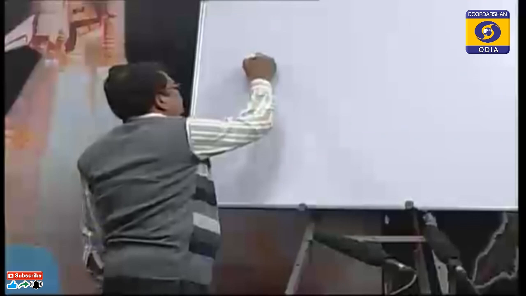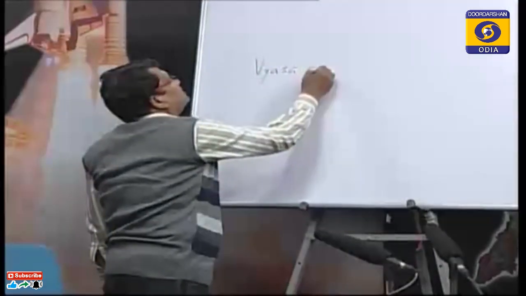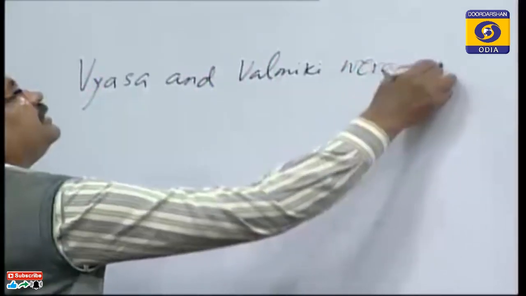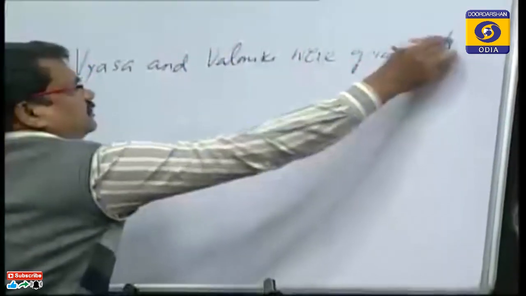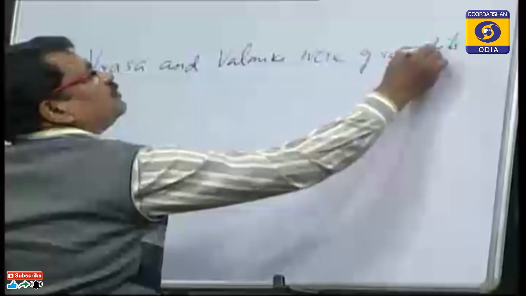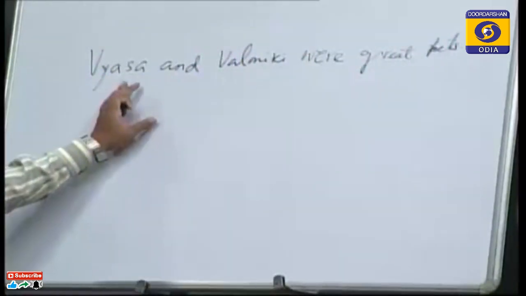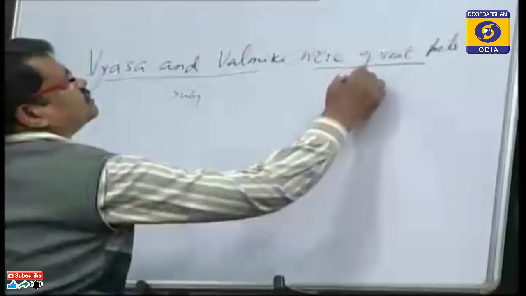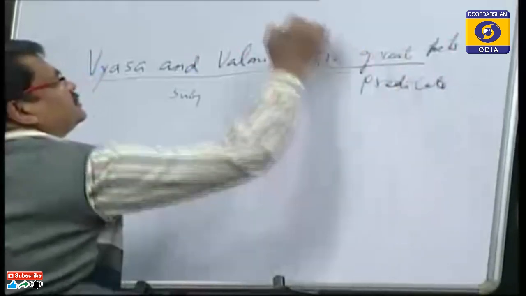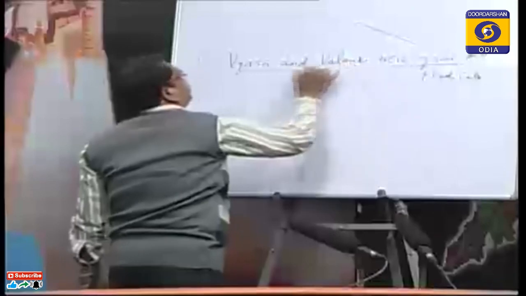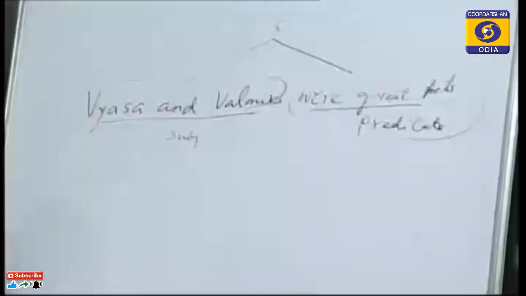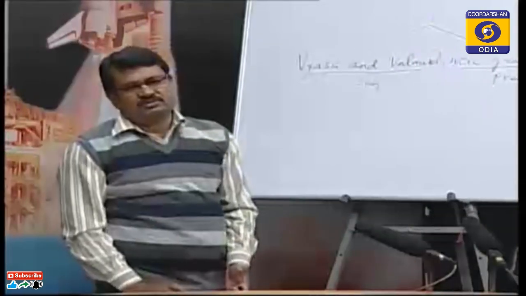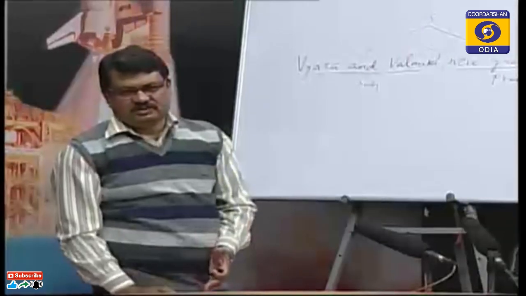Suppose we take a sentence, "Vyasa and Valmiki were great poets." This sentence is divided into two parts. One is subject, the other is predicate. So, what is predicate? Predicate is something which tells about the subject, the activities of the subject.